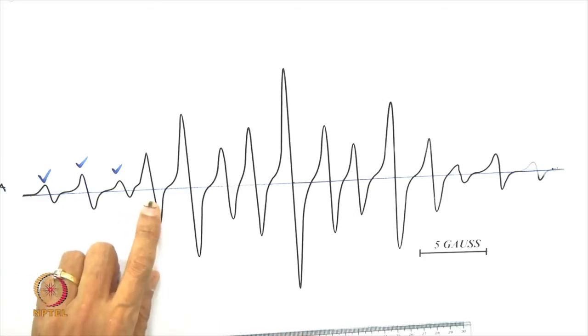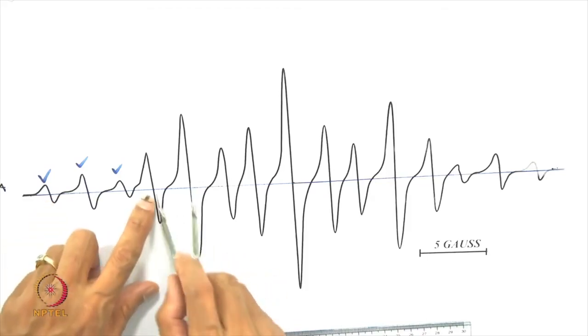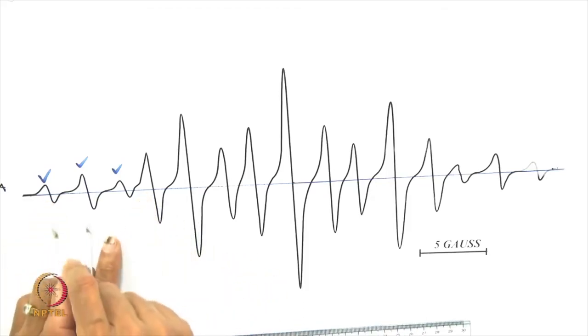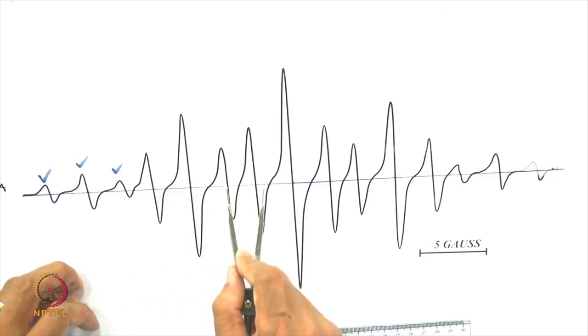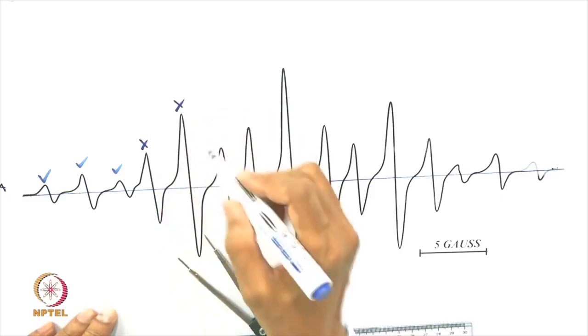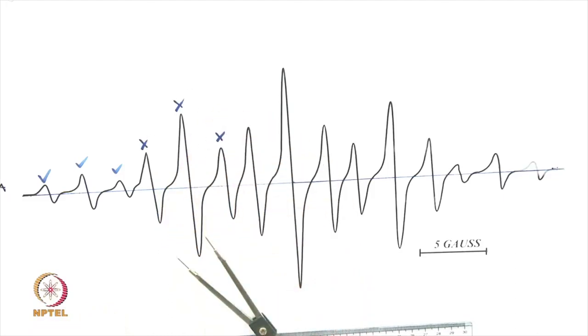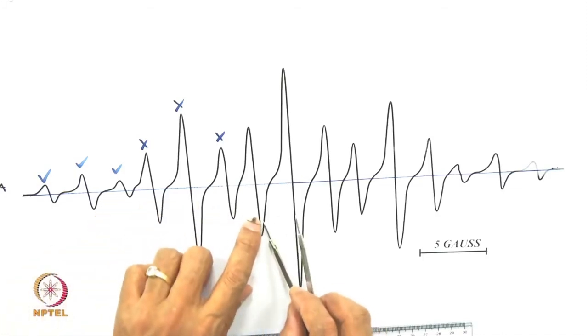That means this is the beginning of another hyperfine coupling constant. So if you start from this, you see that this gap is actually the same as this gap, the same as this gap, and then nothing else is there. So this again belongs to the same hyperfine coupling constant.